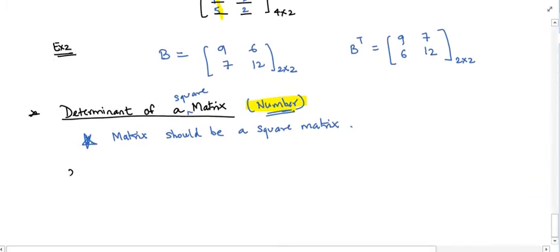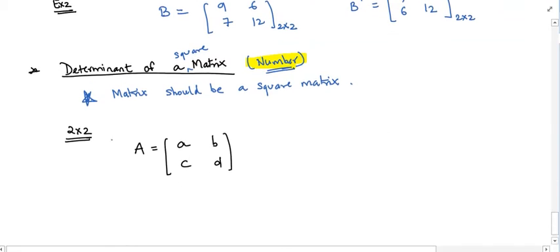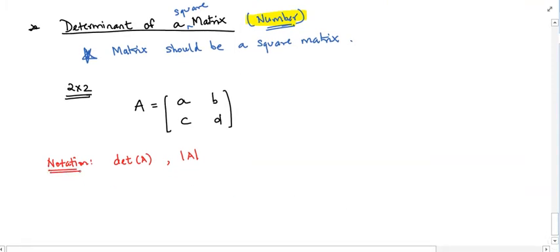So let's start with a 2 by 2 matrix. Let us see how we find the determinant of a square matrix for a generalized matrix. Let A be a 2 by 2 matrix with the elements a, b, c and d. Then its determinant is given by, first of all, how do we denote the determinant? We can either write det A, this is the notation, or we may write modulus of A. Both mean the determinant of A.